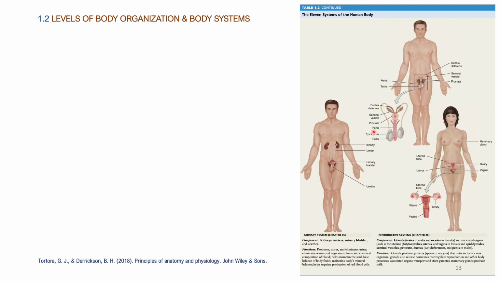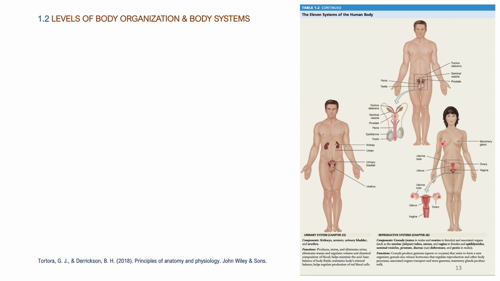And the last three systems: your urinary system, the kidneys, the ureter, urinary bladder, and the urethra, will be producing, storing, and eliminating the waste fluid, which we call urine. They eliminate waste and regulate the volume, composition, and chemistry of your blood, and also help to maintain the acid-base balance of your body fluids and the mineral balance. It also helps to produce the red blood cells.